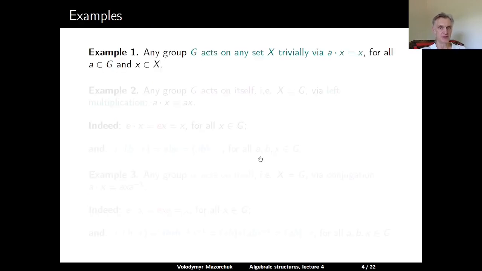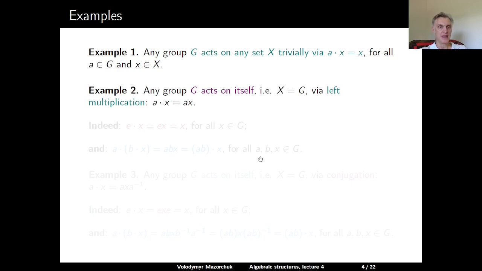Here are some examples. Example 1. Any group acts on any set trivially, in the sense that if we apply a group element to an element in the set, we get the same element from the set back. a dot x is equal to x for all a in G and all set elements little x.